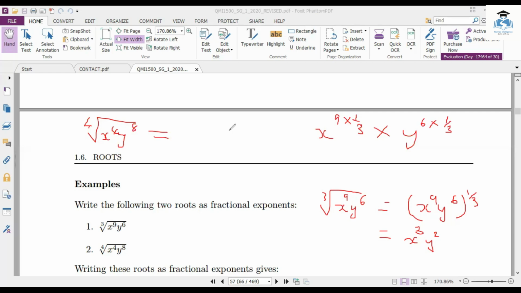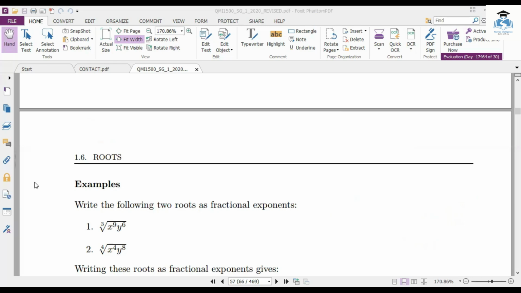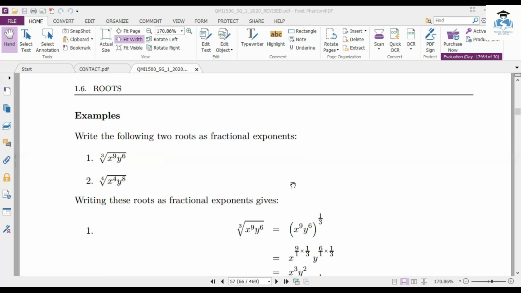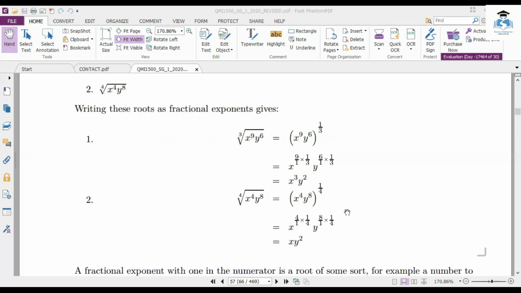It will be x y to the power 2. Yes, simple as that. So don't be confused. If you are given a number, you find the square root of that number first, then that's it.